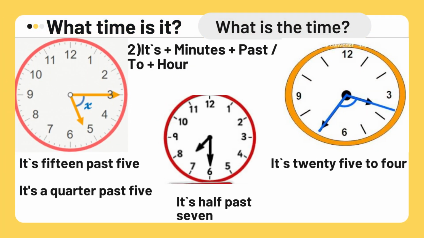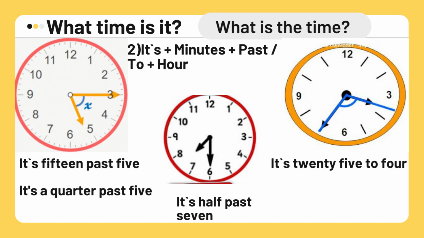We can see in the first clock that it's 5:15, but we can tell the time in the other way using the structure it plus minute plus past plus hour. We can say it in this way: it's 15 past 5. This means that 15 minutes have passed. Instead of telling the time in this way, we can also say it's a quarter past 5. A quarter means 15. Both ways are correct.